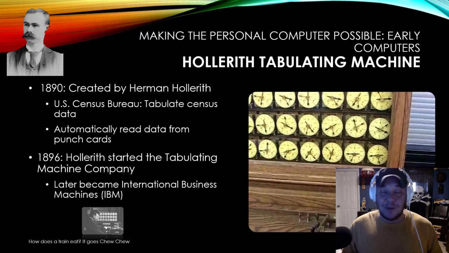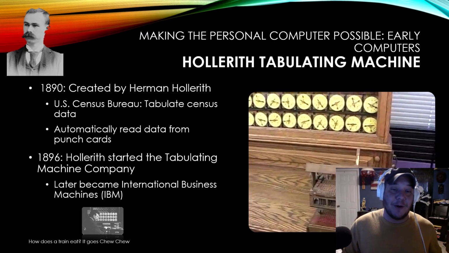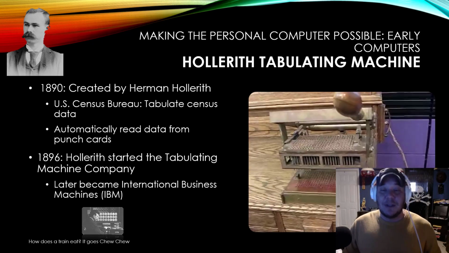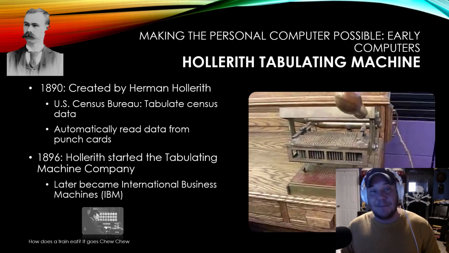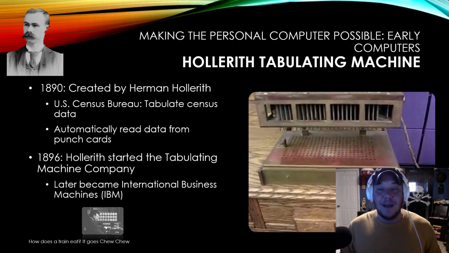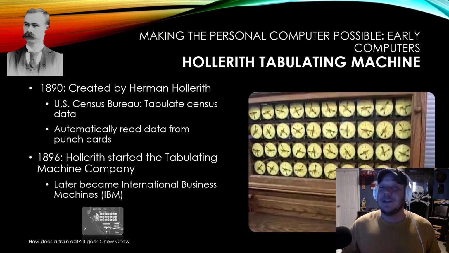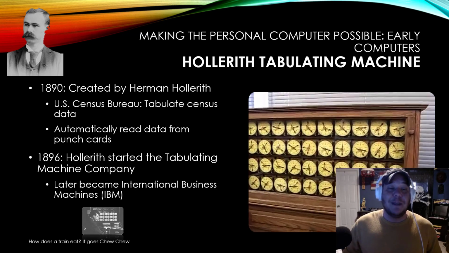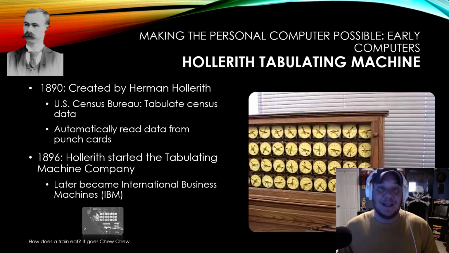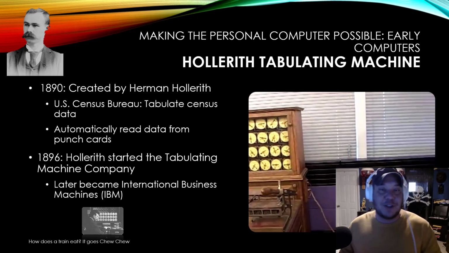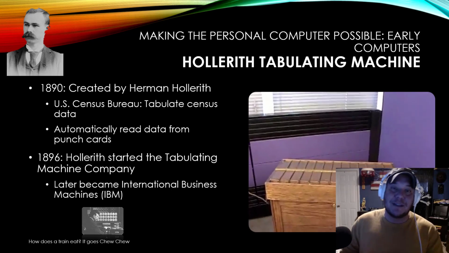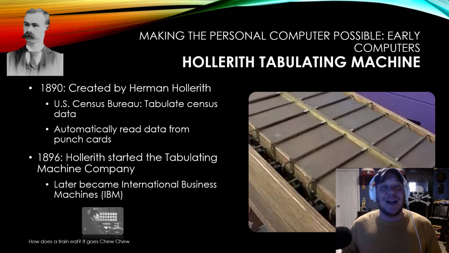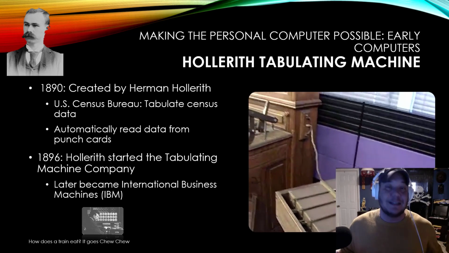Hollerith's machine became so successful that he left the Census Bureau in 1896 to start a small company called the Hollerith Tabulating Machine Company, or Hollerith Machine Company. Now, this machine company later changed its name into something that's still in existence today. It became the International Business Machines. So we go from the Hollerith Tabulating Machine Company to the International Business Machines, or as we know it today, IBM, which is one of our biggest manufacturers of technology in the world.